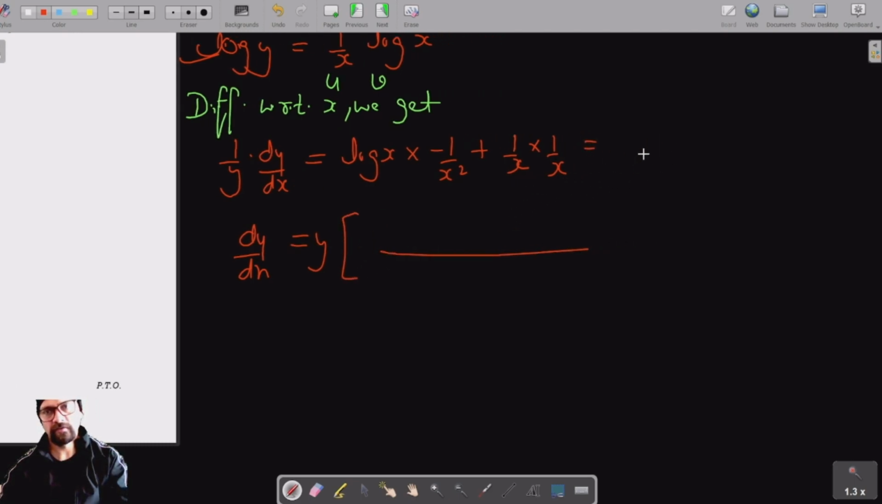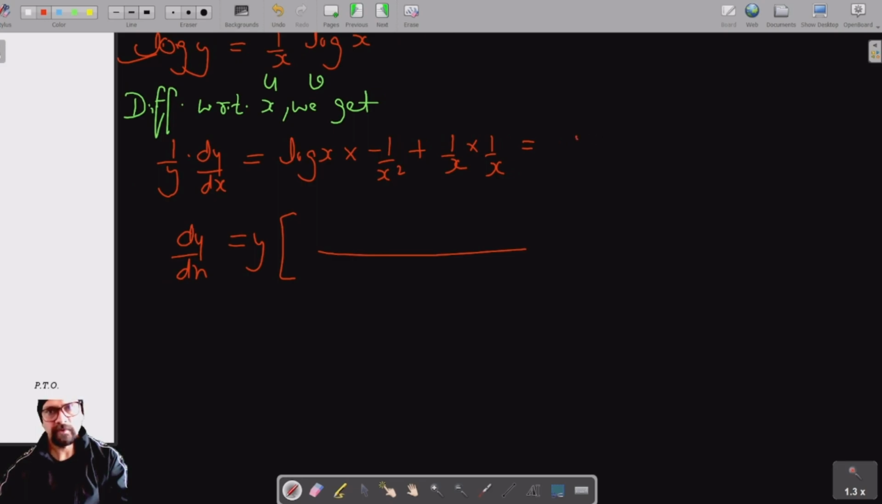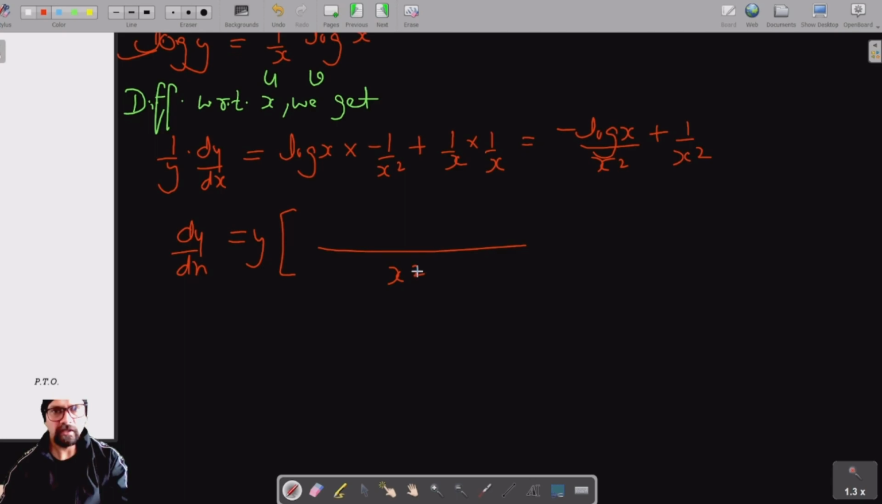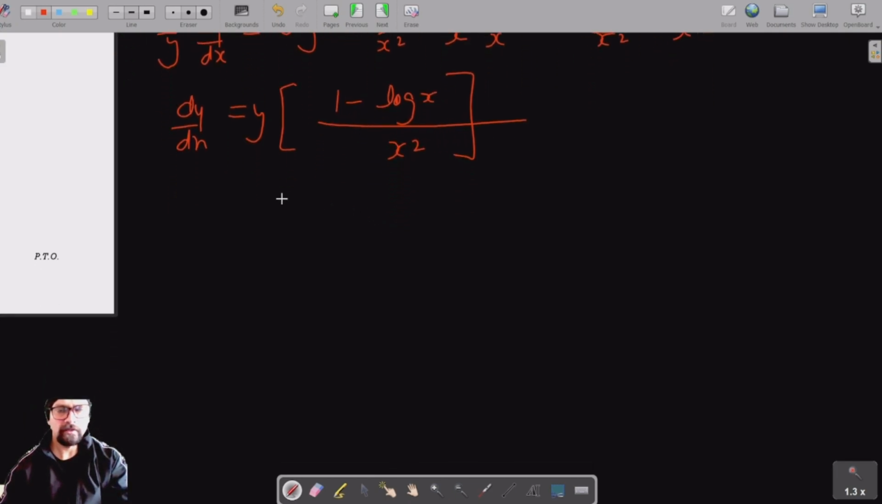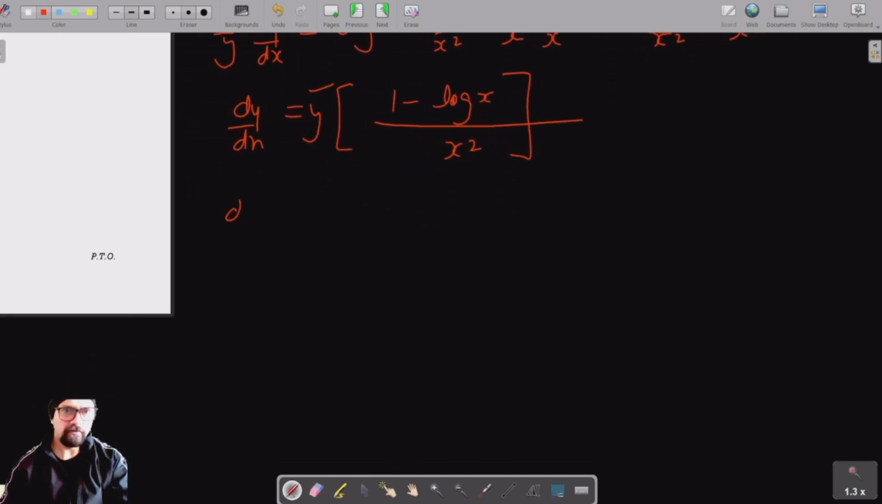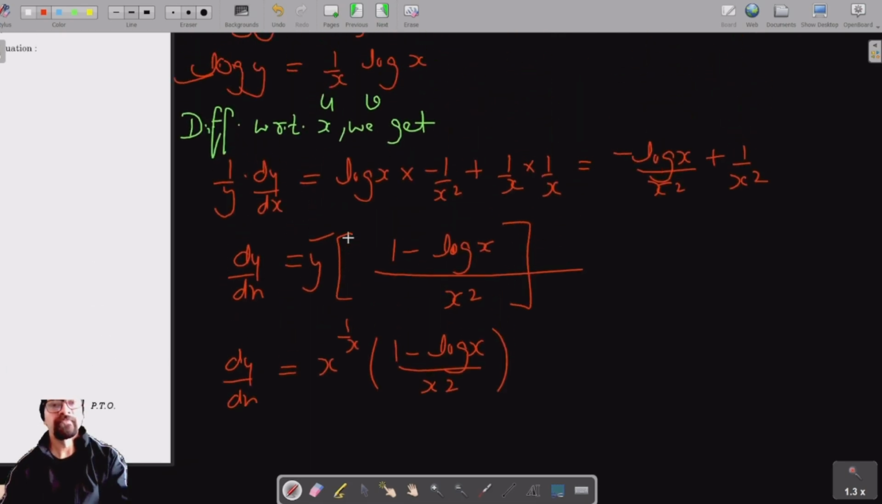So dy by dx is equal to y times, minus log x upon x square plus 1 by x square, and this is 1 minus log x. Let's replace the value of y. So y was x raised to the power 1 by x, and this is 1 minus log x on x square.